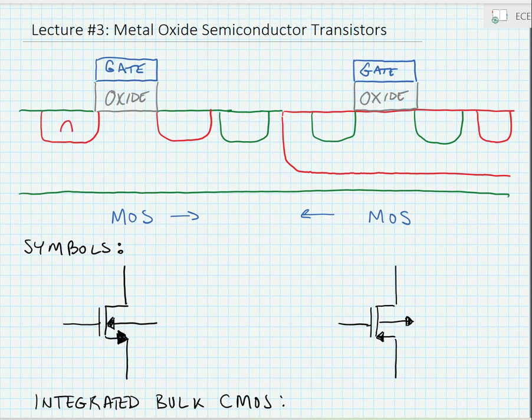For an NMOS transistor, there are two N+ diffusions, and there's a bulk contact. The bulk is a P- material.